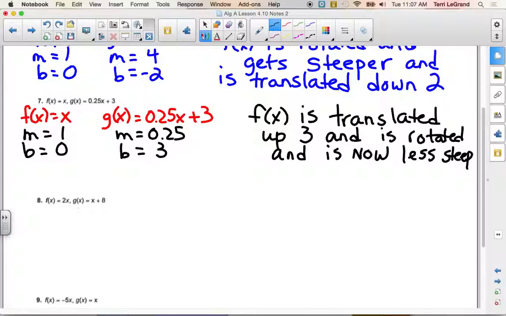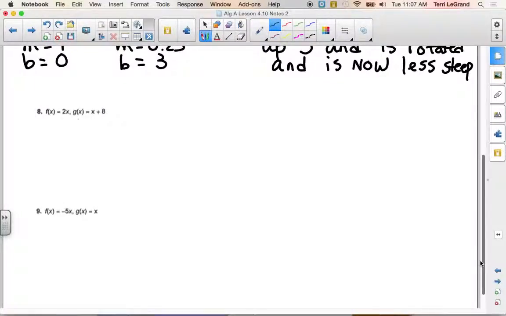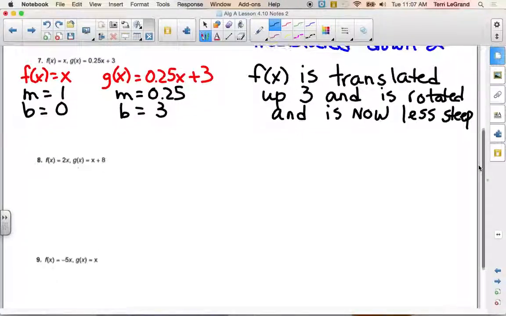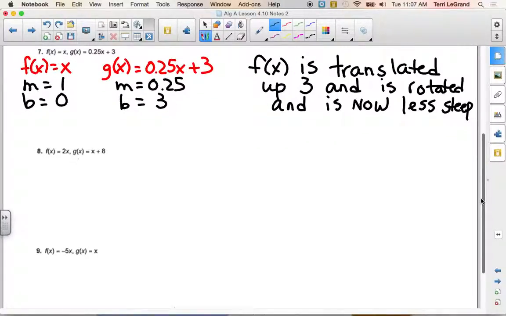And how come a reflection didn't happen? How do we know that a reflection did not happen? The slopes aren't opposites, they aren't opposite signs. So if they aren't opposite signs, we don't have to say anything, there was no reflection, okay? Okay, everybody get that one? Everybody was successful? Any questions? Okay, then we got just a couple more here to finish, let's go. f(x) = 2x. g(x) = x + 8.